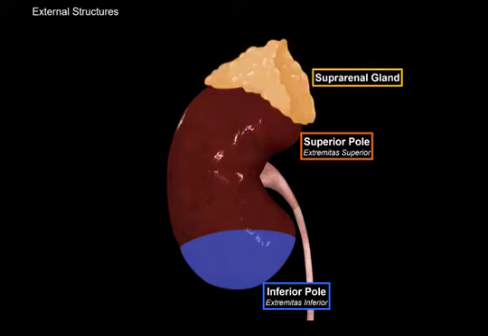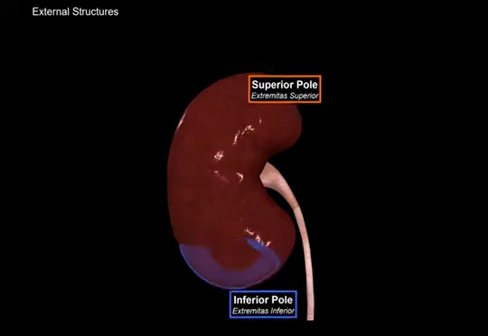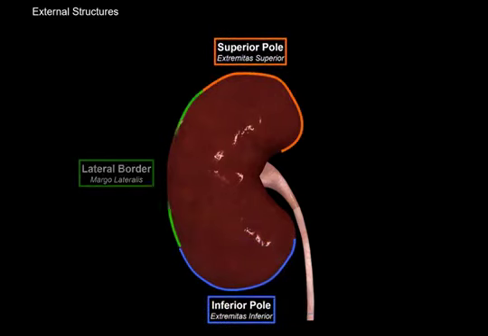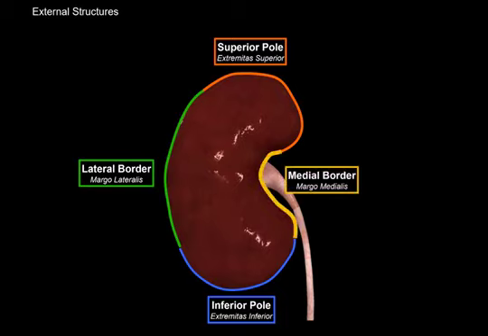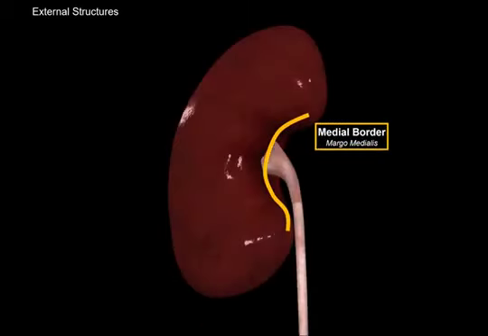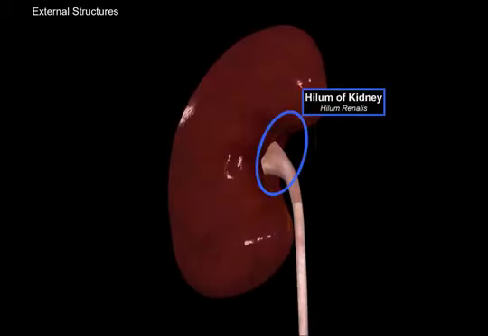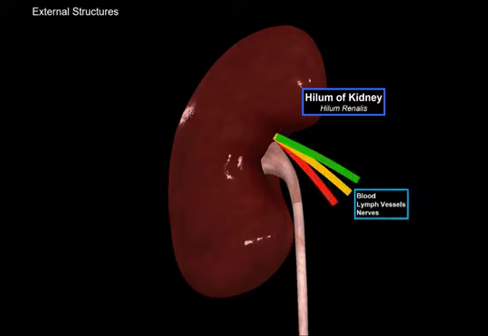And on the superior pole, you'll find a suprarenal gland resting on it, as you see here. They also have two margins. There's the lateral border, or the lateral margin, and there's the medial border. And the medial border has an area called the hilum of the kidney. And if you remember, a hilum is an entrance into an organ. So this place is the only place structures can go in and out from the kidneys.